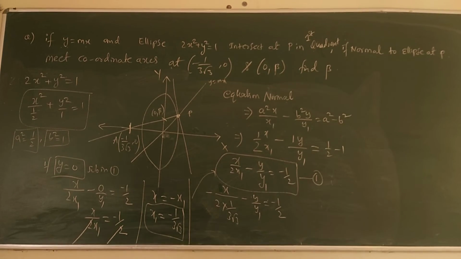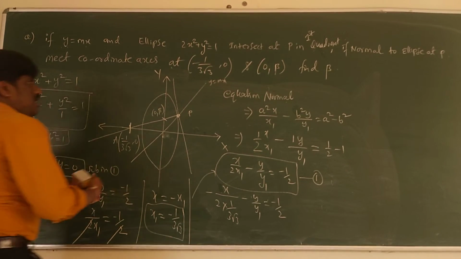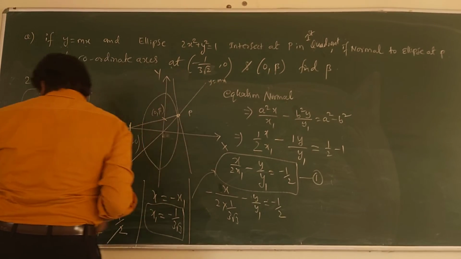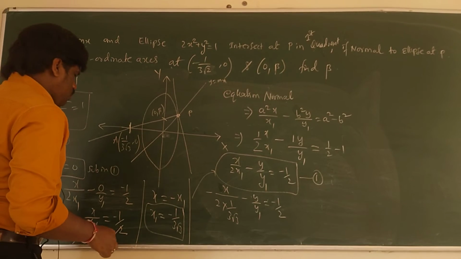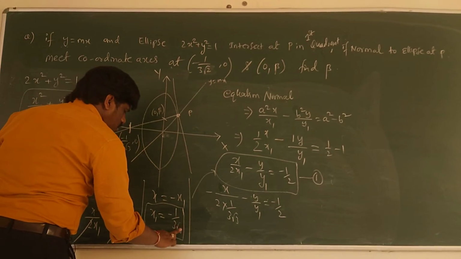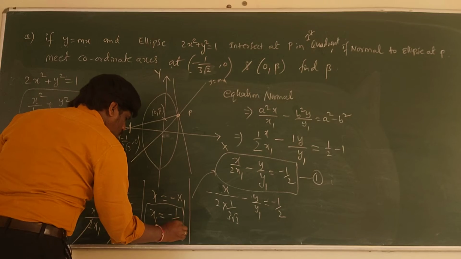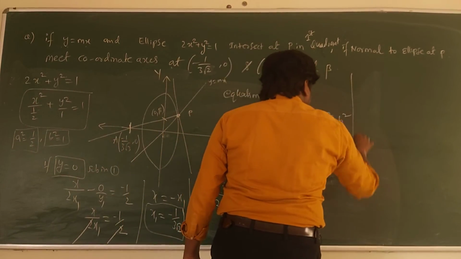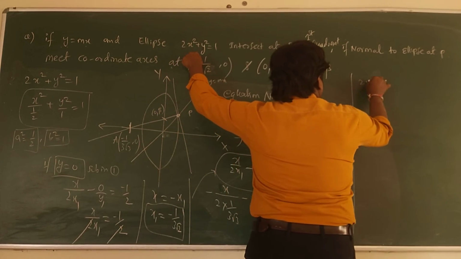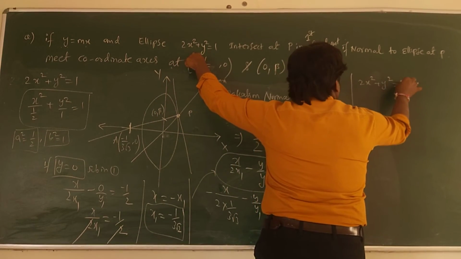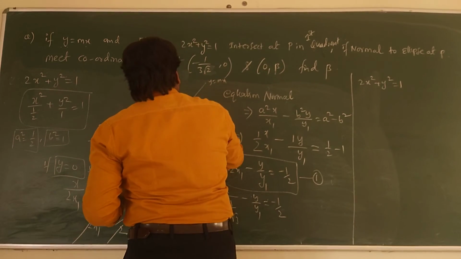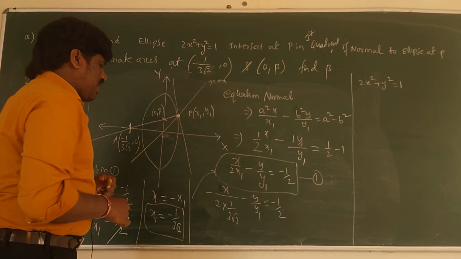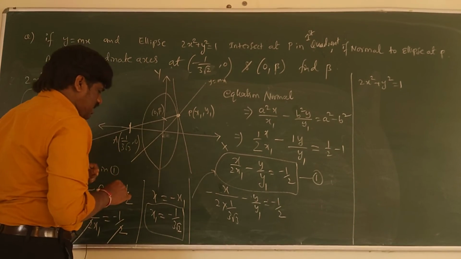See here, in the question they have given 3 by root 2. So here I am going to get the x1 value as 3 by root 2. And you know that here the equation of the ellipse is 2x square plus y square is equal to 1, and the point is x1 comma y1. P is the x1 comma y1 point. Therefore here P is x1 comma y1.